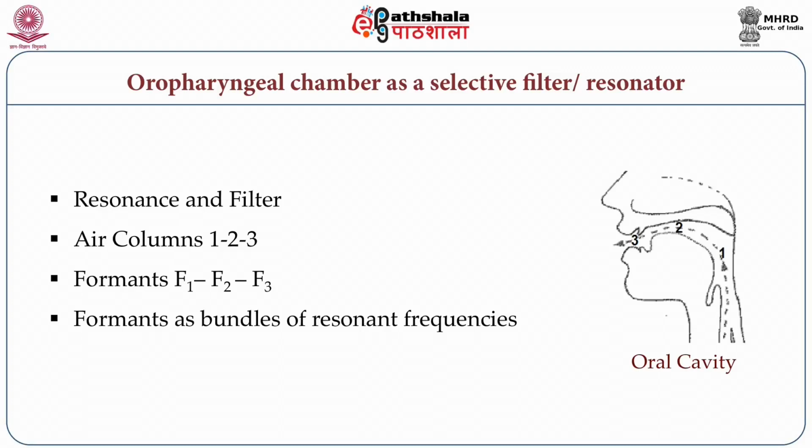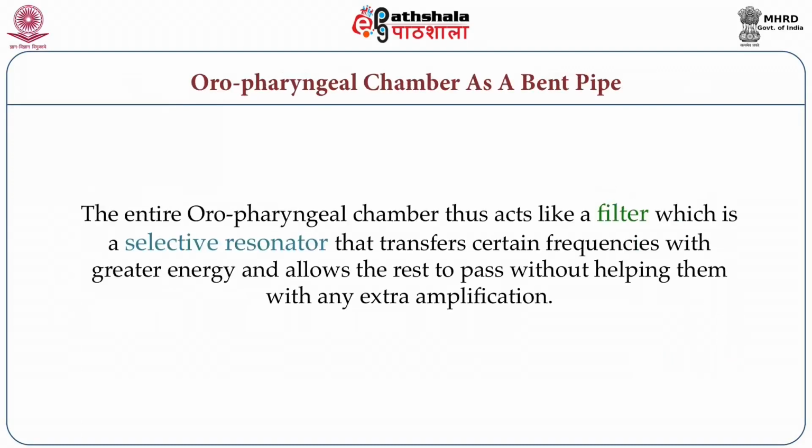Then the third air column is the smallest, which is after the tip of the tongue and between the teeth and the lips. So that is the third small air column. The smallest air column will lead to the highest natural frequency, and that frequency will be picked up for resonance. So three different frequencies will show resonance because of this kind of oropharyngeal chamber as a resonator. Now, since it is picking up certain frequencies for resonance, it is called a selective filter.